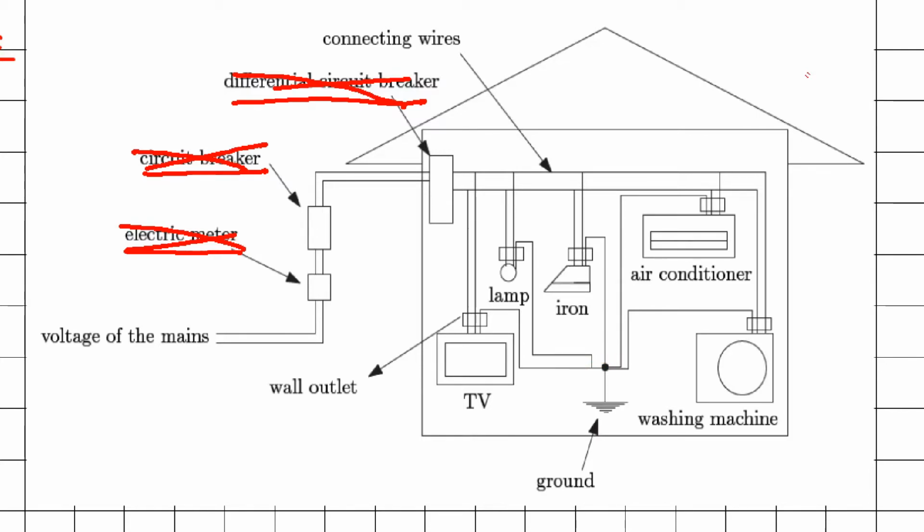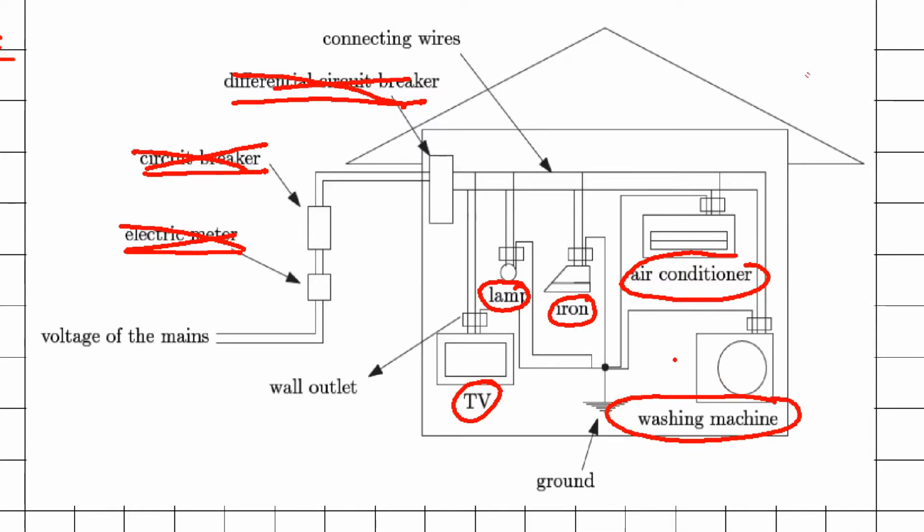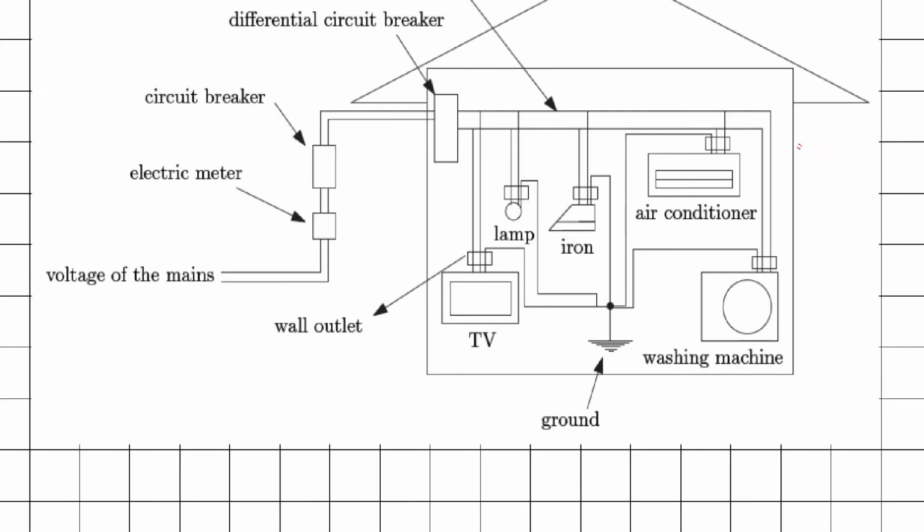So suppose that this house consists of a TV, a lamp, an iron, an air conditioner, and a washing machine. Let's forget about the third wire coming from each electric component. Let's check that each electric component has two wires. These are the two wires of the TV, the lamp, the iron, the air conditioner, and the washing machine.